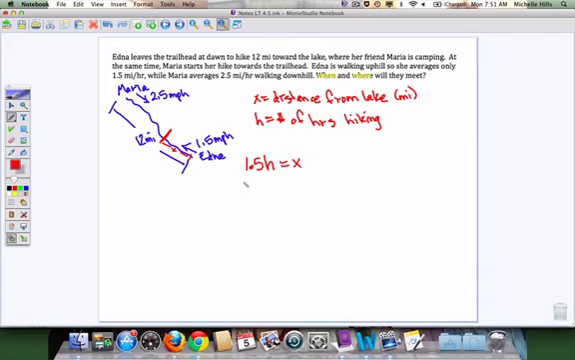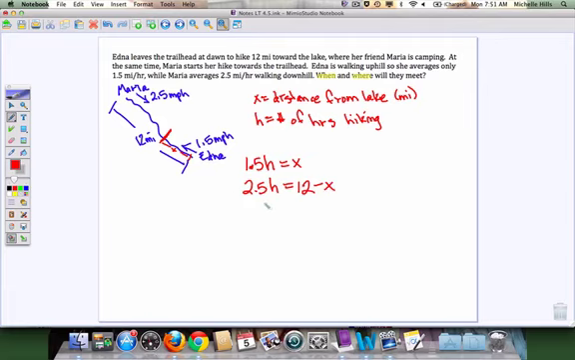Maria's is a little bit different in that she's hiking at 2.5 miles per hour, so it's still 2.5h, but her distance isn't x. If she hiked from the top to the bottom of the trailhead, she'd hike 12 miles, but she hikes x miles less than that because Edna hikes part of that distance, so 12 minus x.